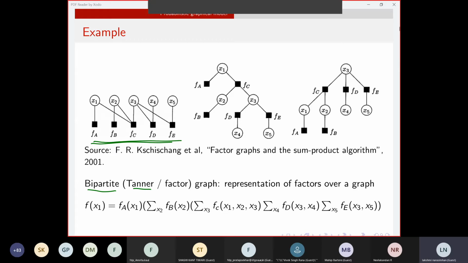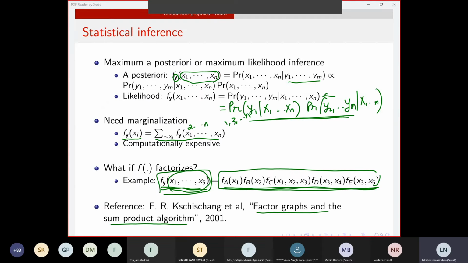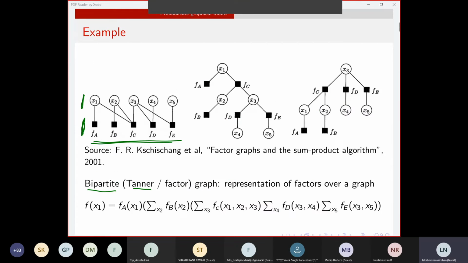So what is special about it? There are 2 sets of nodes. One set of nodes are known as the factor nodes, and the other set of nodes are known as the variable nodes. The factor nodes correspond to the individual functions, or individual factors, in our objective function. In this case, these individual functions are the factors in our objective function. They correspond to the factor nodes. And the variables that we have here correspond to the variable nodes.